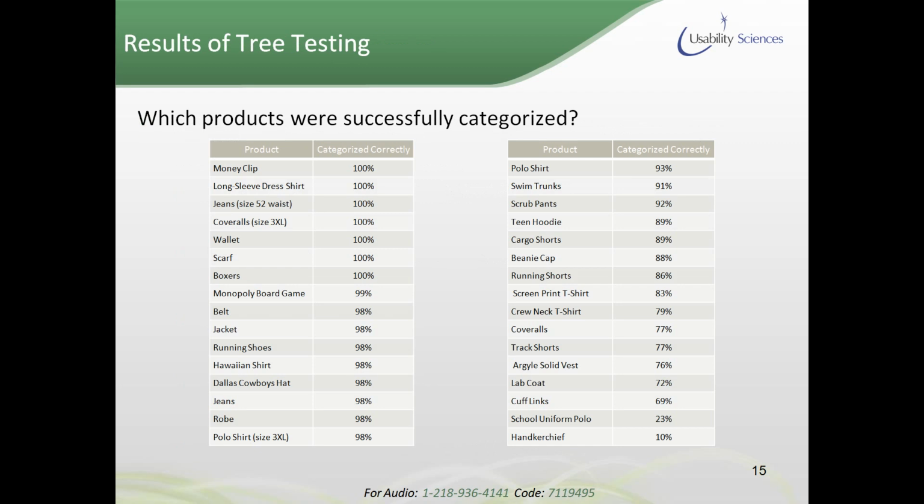So if you think about what we're looking at here, it's a table where on the left you have the products that folks were asked about. So this, if you remember the example, where would you find money clip?